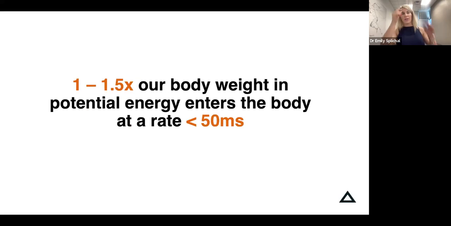Now here it's saying this is entering the body in less than 50 milliseconds. Why I put the time in there is that it takes 70 milliseconds for your muscles to contract. So if energy is coming into my system faster than my muscles can contract, I cannot react to impact. I must be anticipating impact.